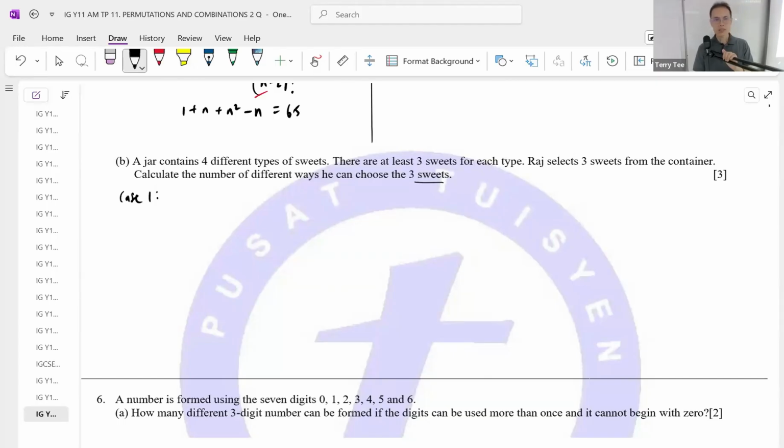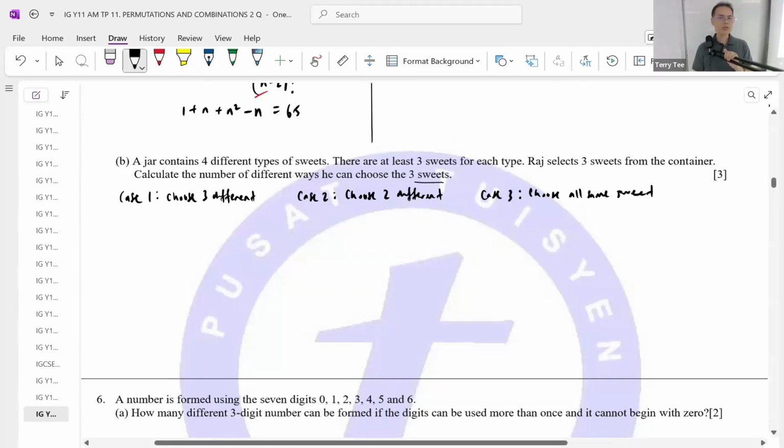So first of all, can he choose 3 different sweets? Case number 2, can he choose 2 different sweets? Case number 3, can he choose, you cannot say 1 different sweet, right? So you say all the same sweet.